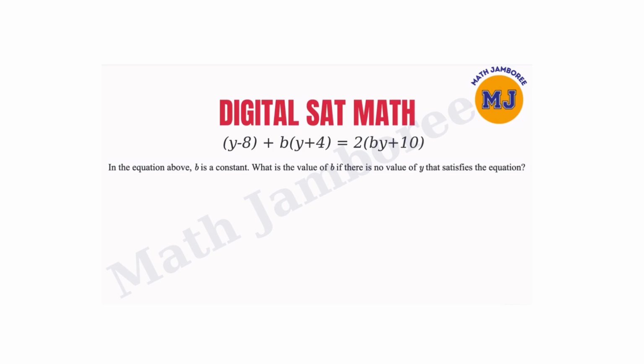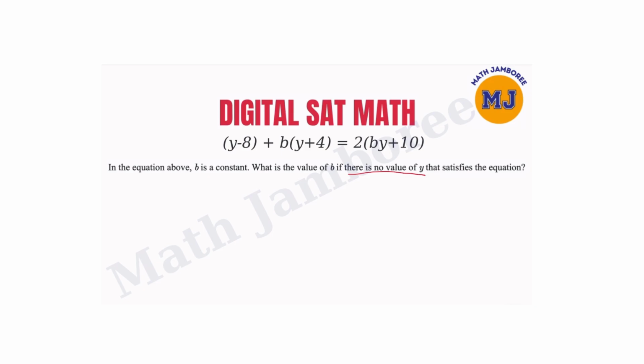We have another digital SAT type of question. Let's solve this question together. y minus 8 plus b times (y plus 4) is equal to 2 times (by plus 10). In the equation above, b is a constant. What is the value of b if there is no value of y that satisfies the equation?